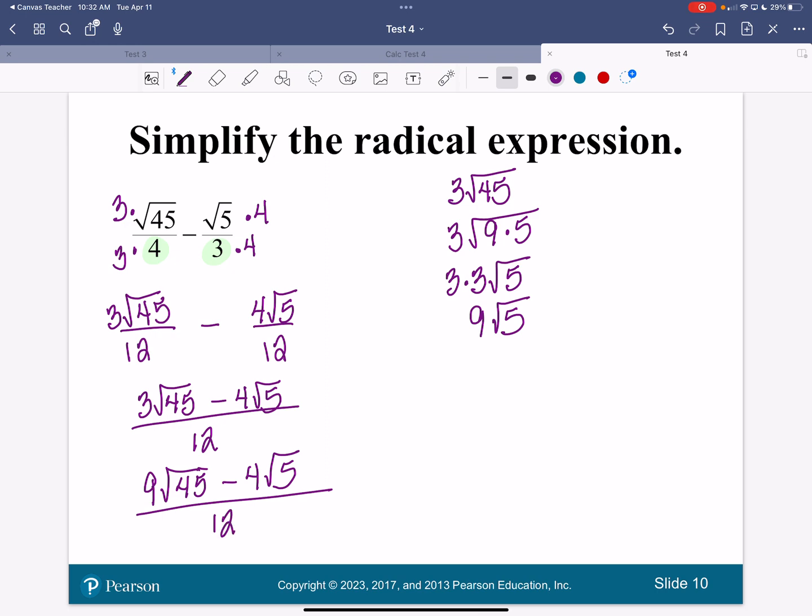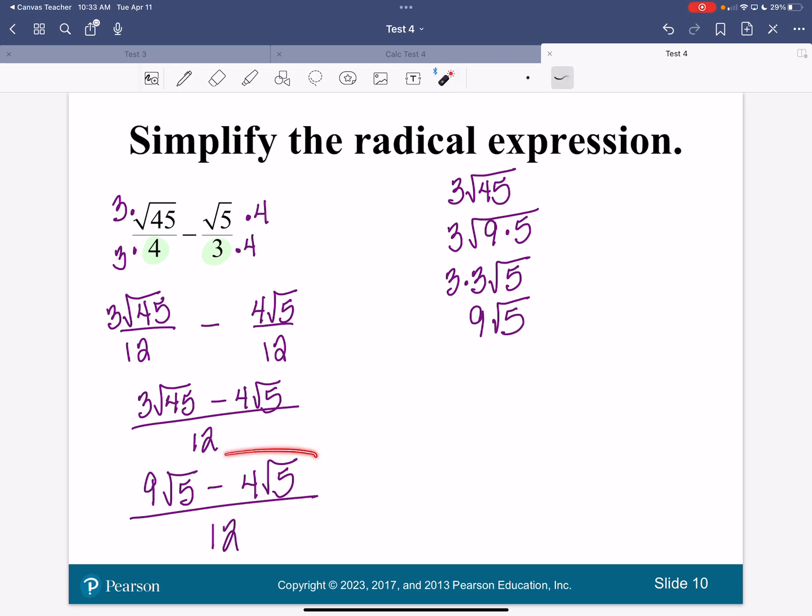Whoops, I made a mistake. Let's back up. I have 9 on the square root of what? 5. Minus 4 on the square root of 5 over 12. Now, can these be combined? Yes. So my final answer to this is going to be 5 on the square root of 5 over 12. That's my final answer.